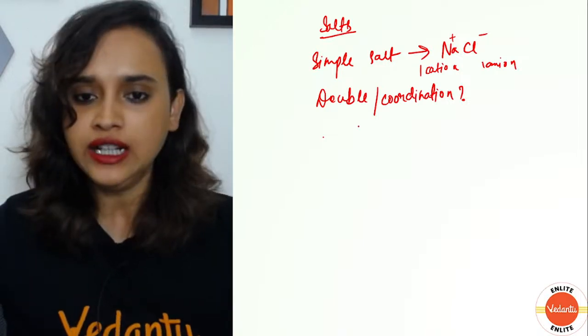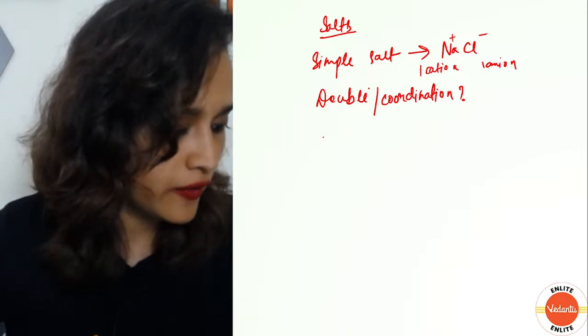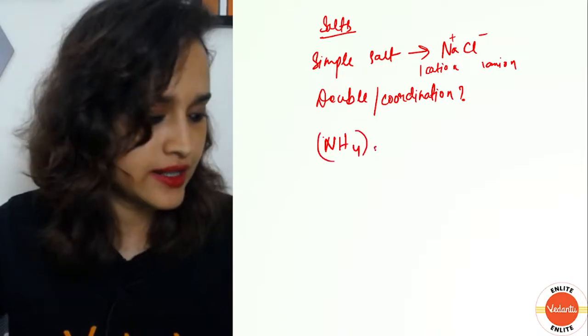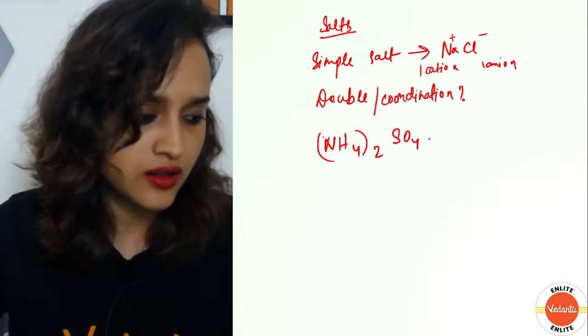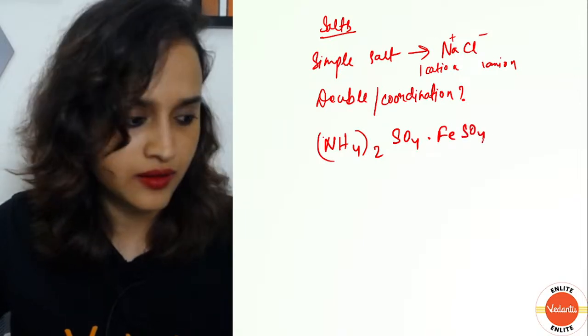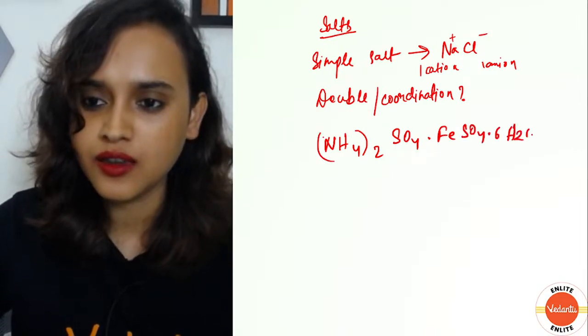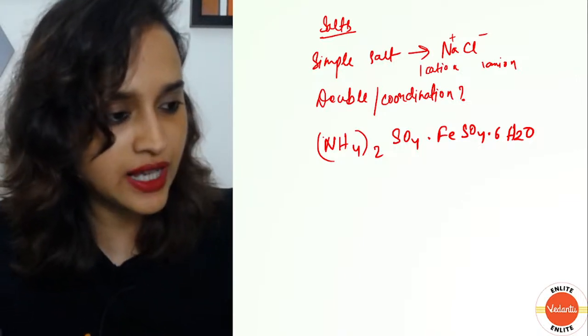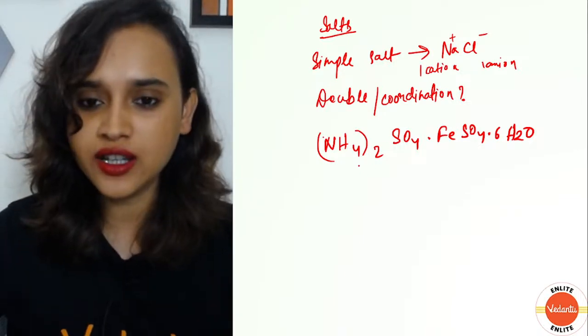Let's take this example. Now, do you see that there are two salts? Do you see that there are two salts here?